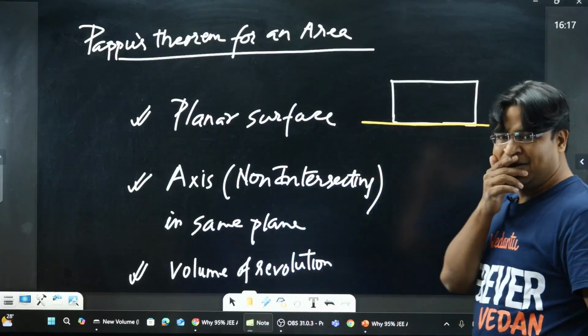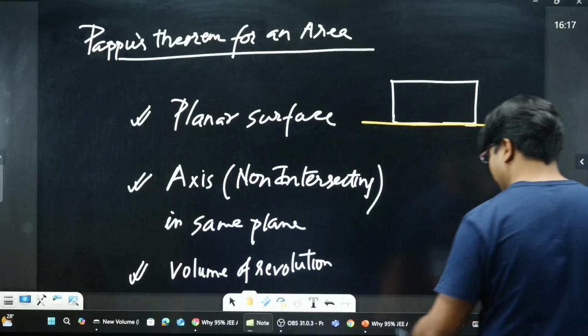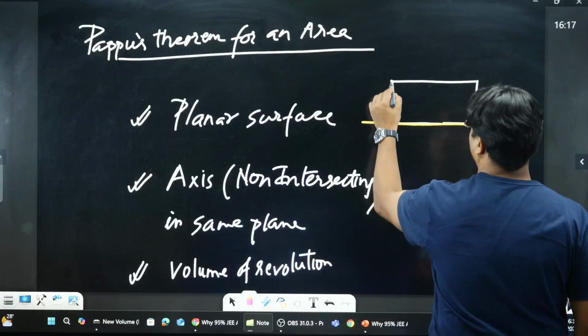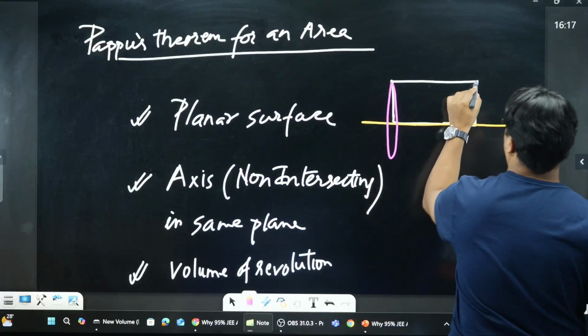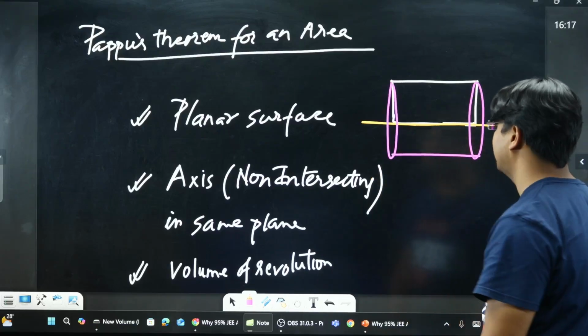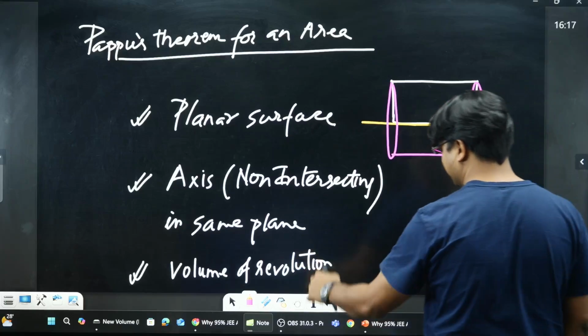And what do you think, guys? What kind of volume are we going to get? Think of it. If you rotate this plate, are you going to end up with a cylinder? So we will generate a volume of revolution.